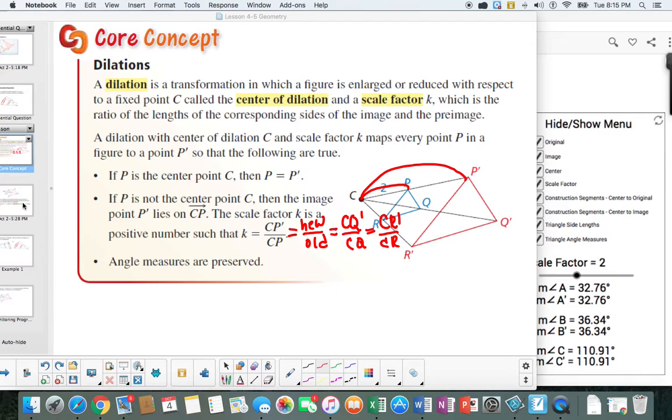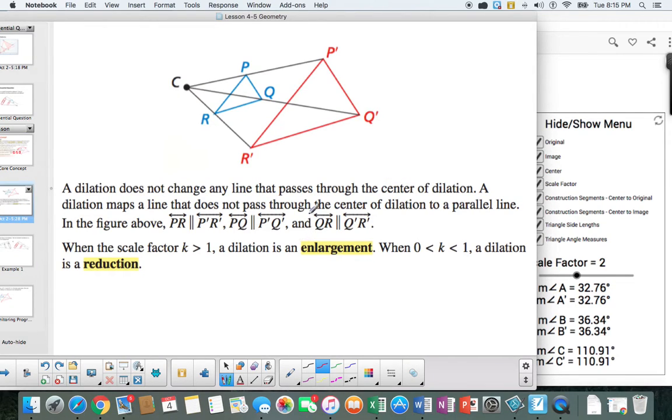Okay, let's take a look at the mathematics that's going on here on a dilation. These lengths are moving, but the sides of the figures are parallel to each other. So we have this parallel property for all the sides when you compare them. When k is greater than 1, it's an enlargement. When k is between 0 and 1, it's a reduction.